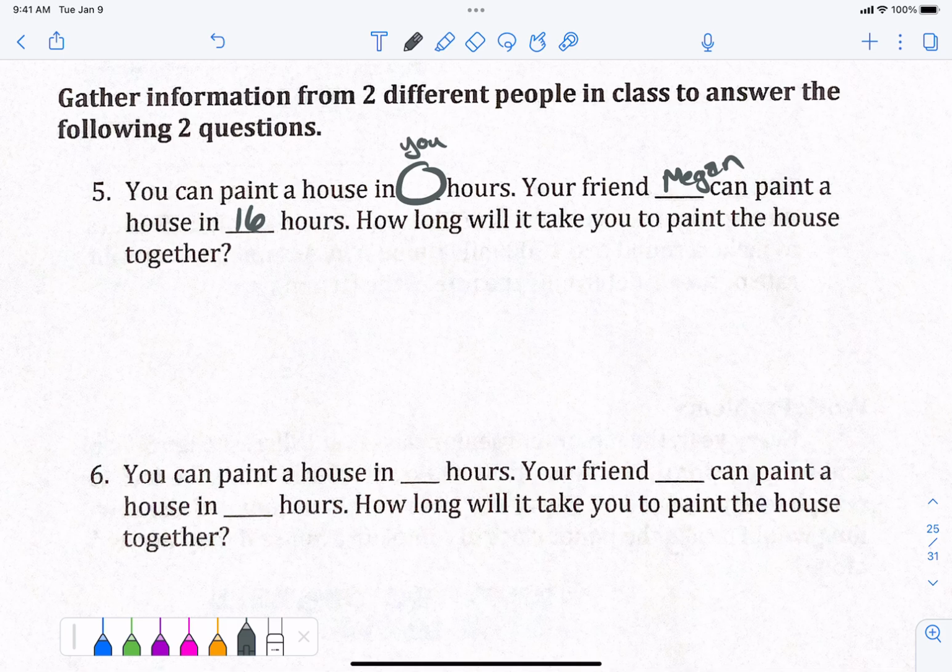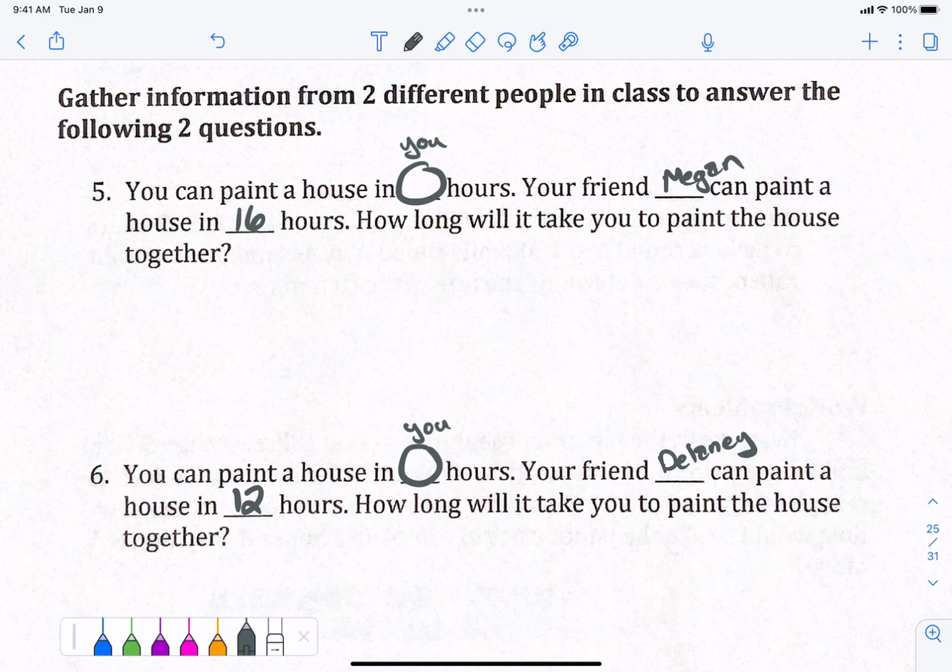Then you switch and you find a different partner. So you put you in here and then you pick a different person. I'm going to pick Delaney. What is your number? Delaney paints in 12 hours. How long does it take for blah, blah, blah? You people watching the video, you can use Megan and Delaney if you want to, because you don't have anybody else's numbers. Good?